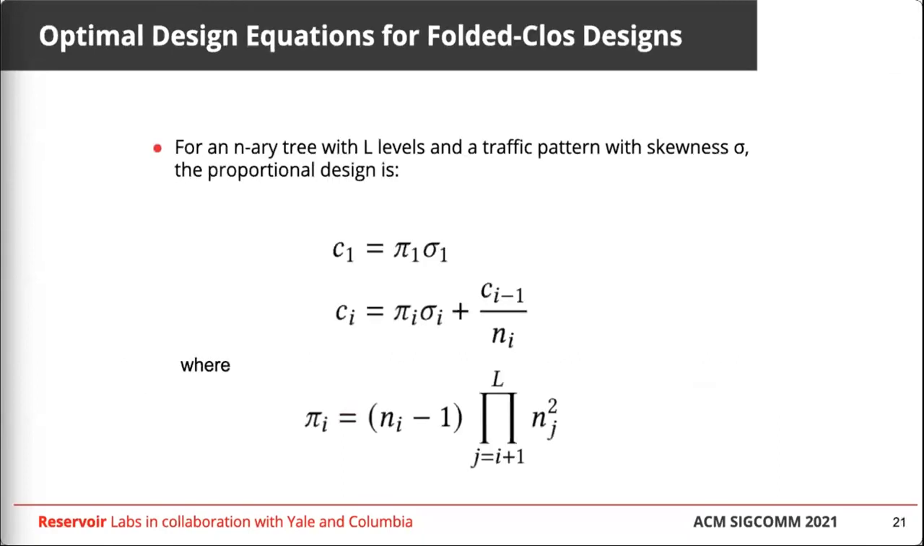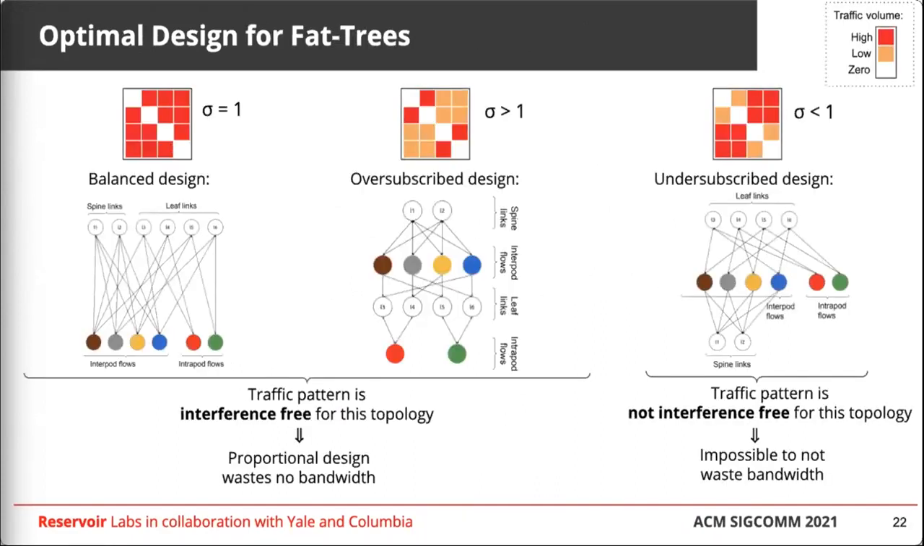So let's bring this back to fat trees. In the paper, we show that for an n-ary fat tree with L levels and traffic skewness sigma, the proportional design has the following equation. For sigma equals 1 and for sigma greater than 1, the traffic pattern is interference-free, so that proportional design is optimal in the sense of wasting no bandwidth. And for sigma less than 1, the traffic pattern is not interference-free for this topology, and in fact, it's impossible to find a design that doesn't waste any bandwidth.